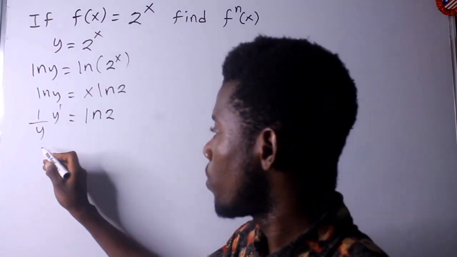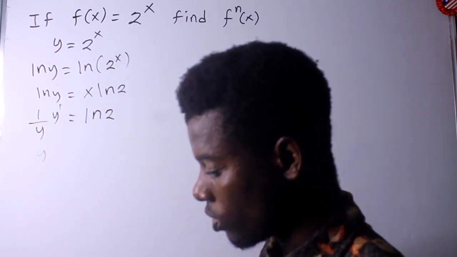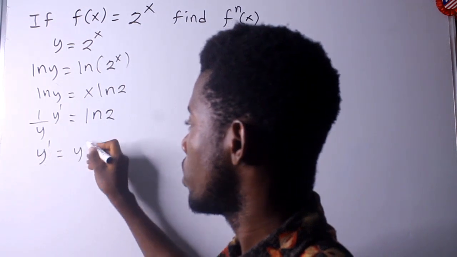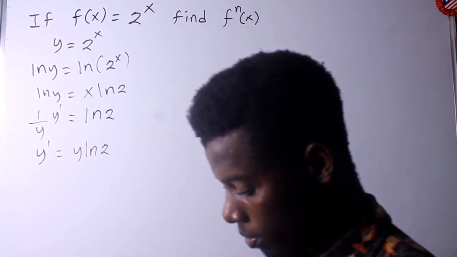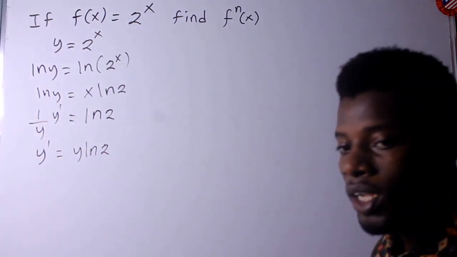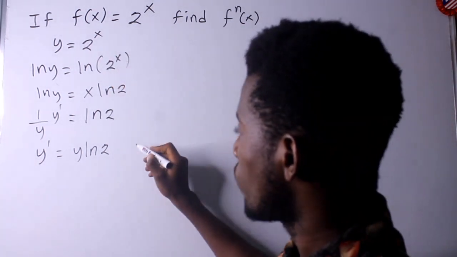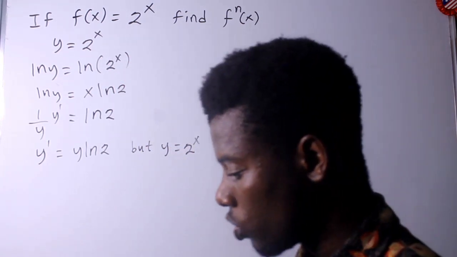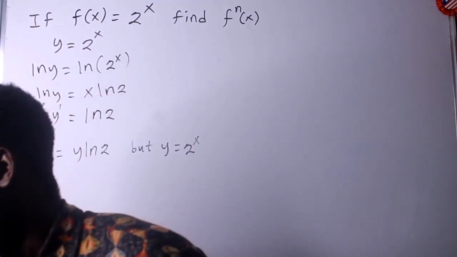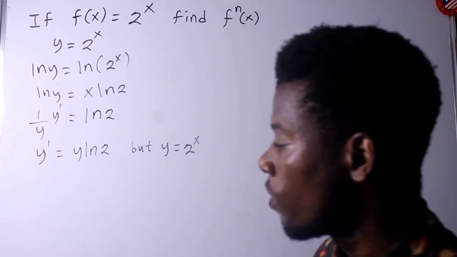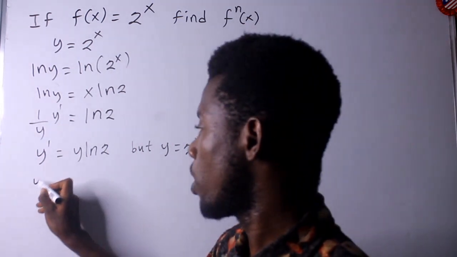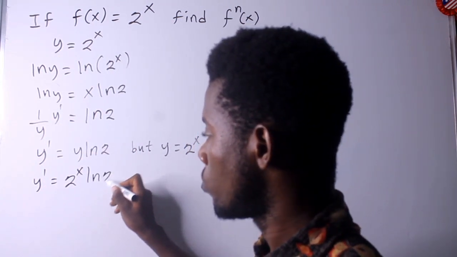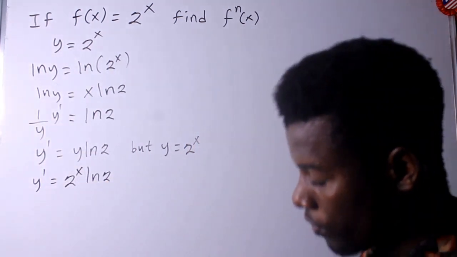So if we cross multiply, we have y prime is equal to y times ln of 2. This is y prime, but we know what y is. We know that y is 2 raised to the power of x, so we replace that value to find y prime in terms of x. So y prime will be equal to 2 raised to the power of x, which is y, times ln of 2. So this is the first derivative.